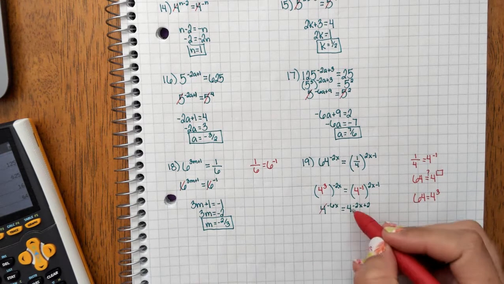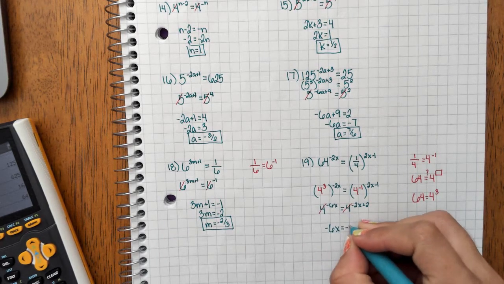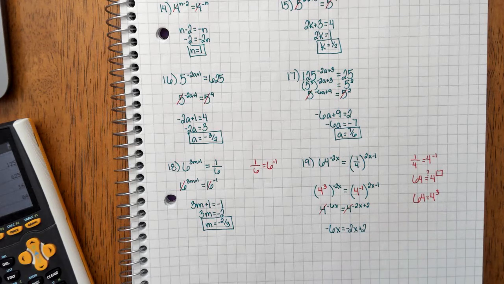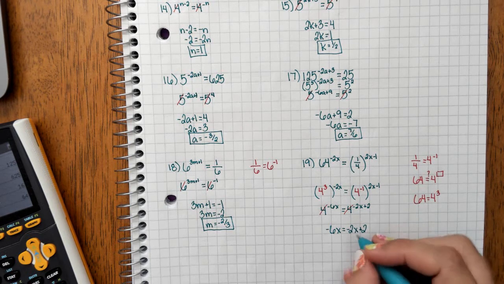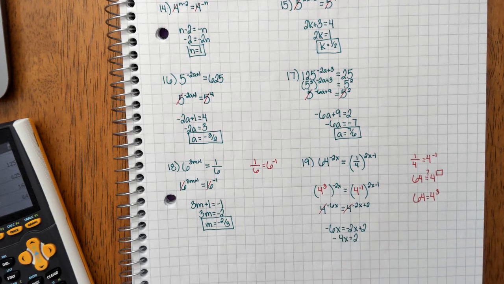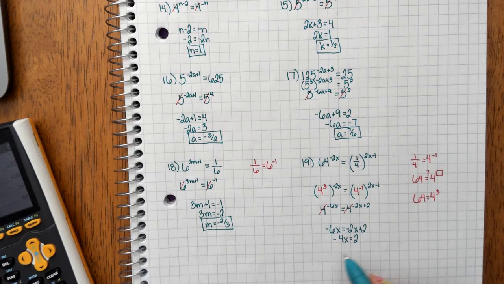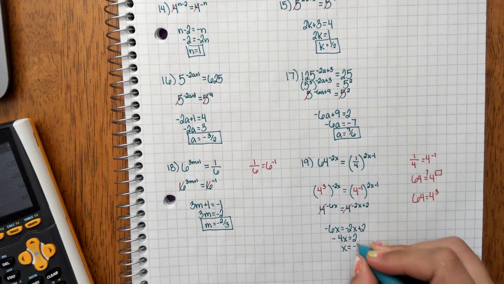And I can get rid of my 4s. They're the same base. So negative 6x equals negative 2x plus 2. Add 2x to both sides. Negative 4x equals 2. And then divide by negative 4, and I get negative 1/2.